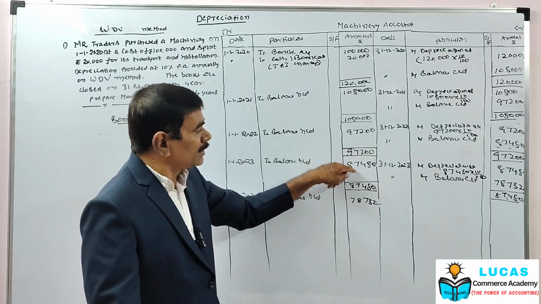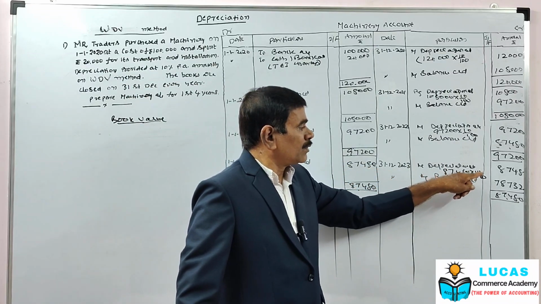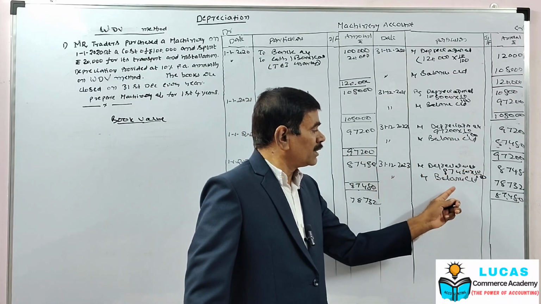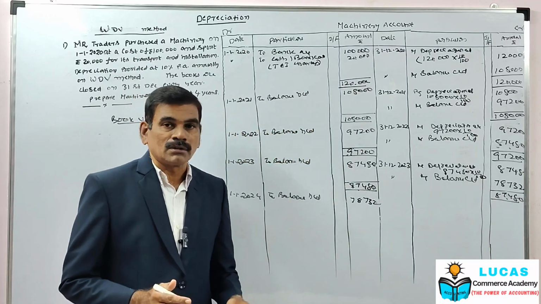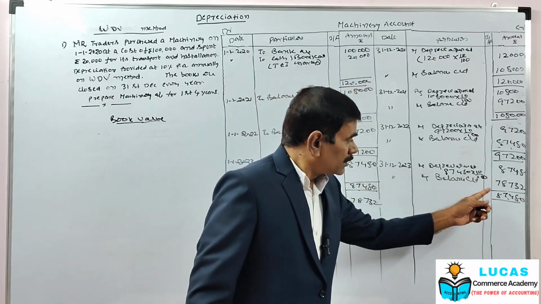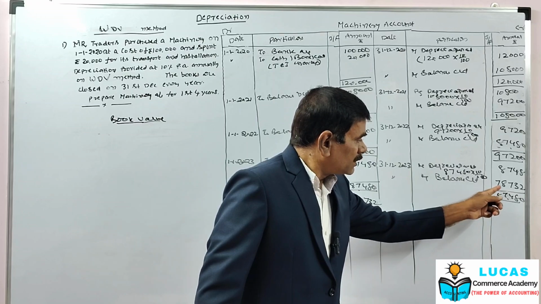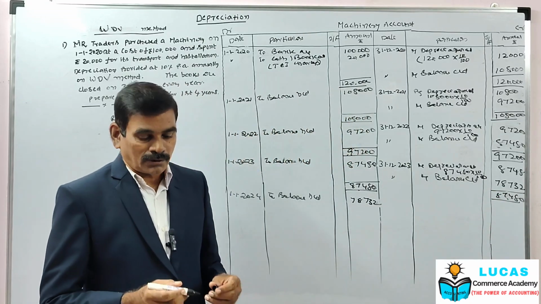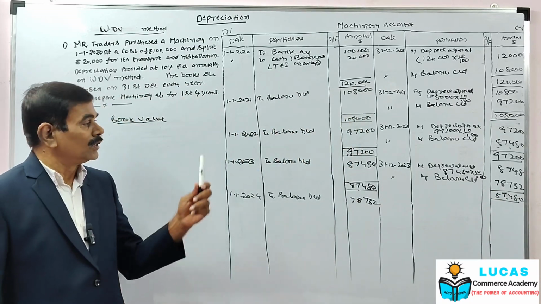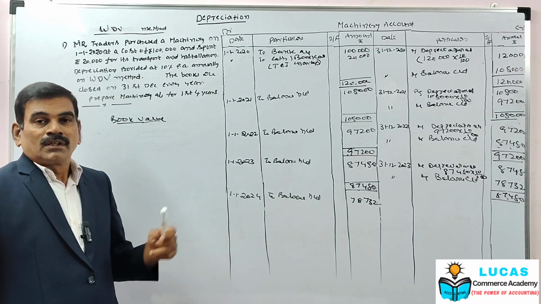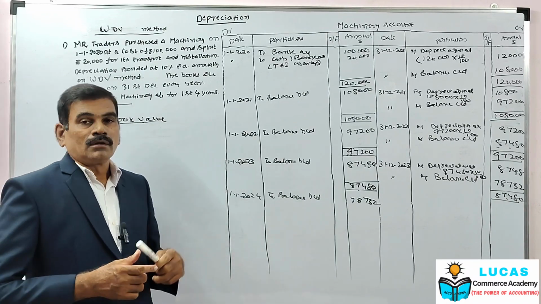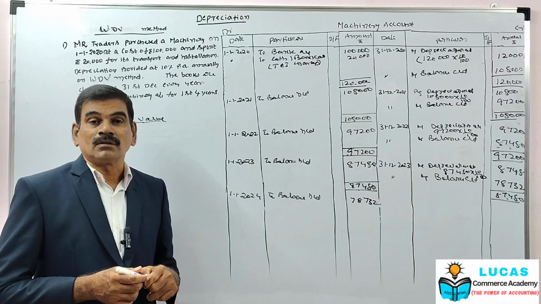So this is the book value. On this 87,480 into 10 by 100, 8,748. The resulting figure or balance carried down is 78,732. So this is the procedure for doing the problem under the diminishing balance method.